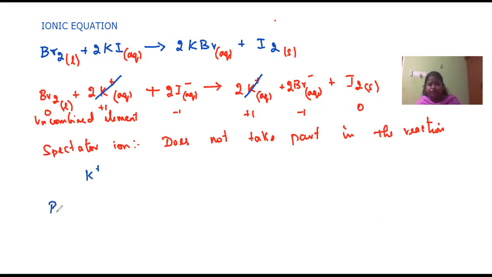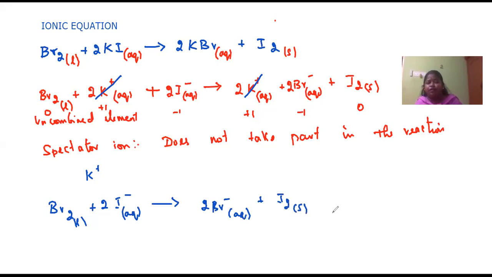Now write the remaining things. Br2 liquid plus 2I minus, because K plus is a spectator ion. So 2I minus, and it is aqueous. Don't forget to mention the state symbol. And what is the product here? The remaining thing you can write: 2Br minus aqueous plus I2 solid. So this is the final ionic equation. Hope you understood this.